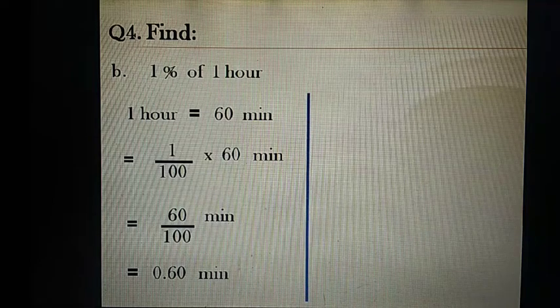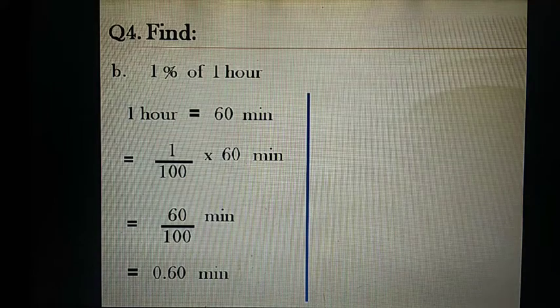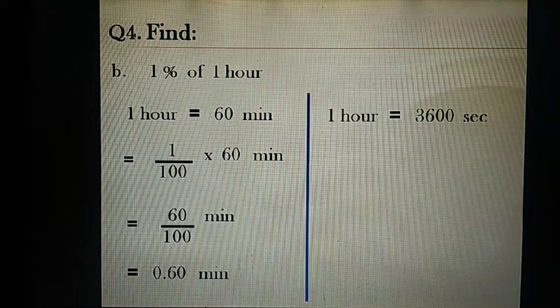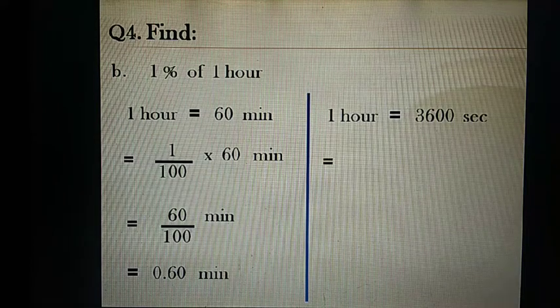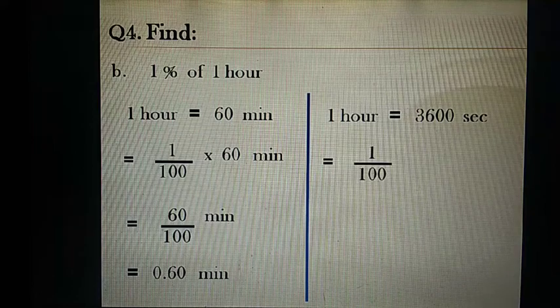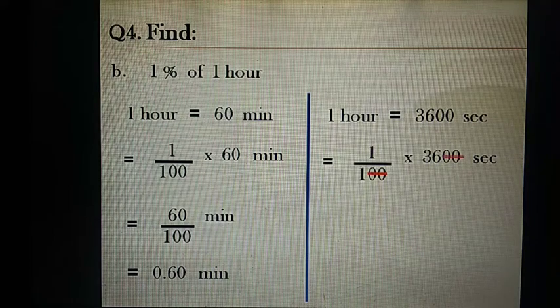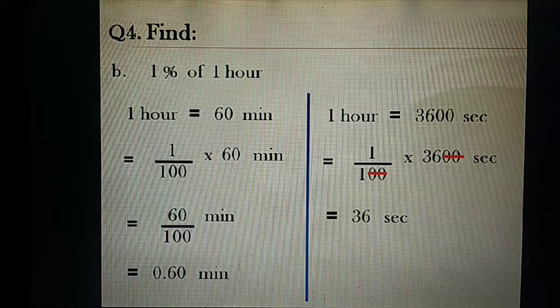Now let's suppose I want the answer in second. In that case, you will use the relation 1 hour is equal to 3600 seconds. Now, 1% means 1 upon 100. 1 hour means 3600 seconds. We will cancel the zeros present in numerator and denominator. We are left with only 36 seconds.